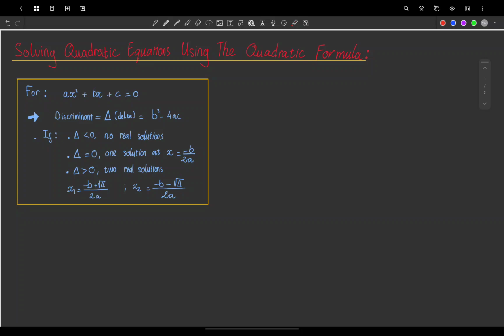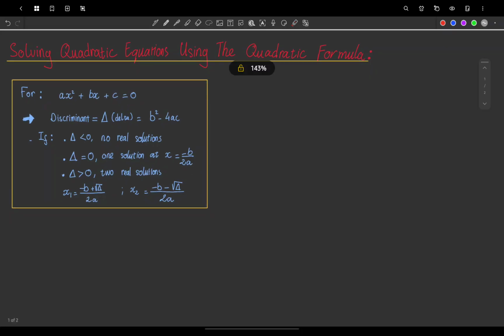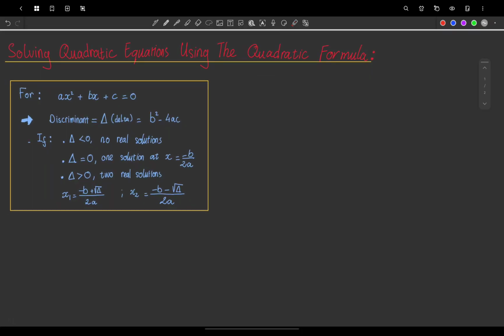Once you've determined the discriminant, or the delta, one of three cases might occur. The first scenario is when the discriminant is less than 0. When the discriminant is less than 0, we have 0 solutions. We have no x solutions.